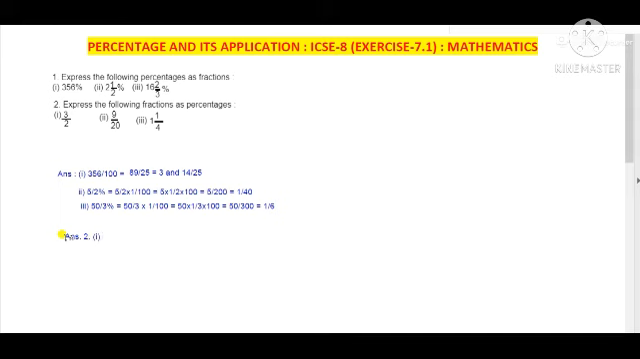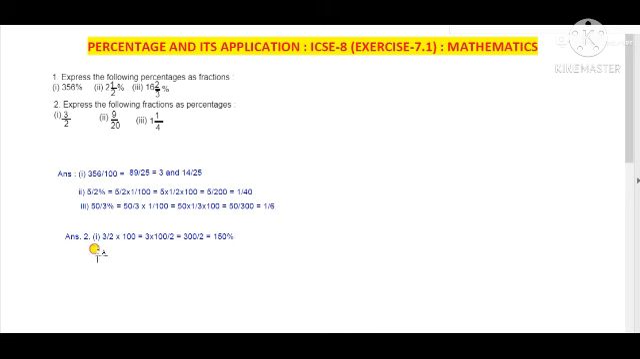Now express the following fractions as percentage. In this case, we have to just multiply this number by 100. The first answer will be 3 by 2 multiplied by 100. This means 3 into 100 divided by 2 is equal to 300 divided by 2, which means 150 percent. This will be 150 percent.